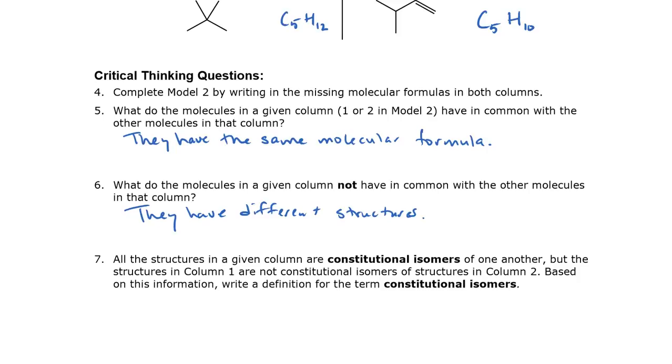Number 7. All the structures in a given column are, and here's a term in boldface, so obviously that's important, constitutional isomers of one another, but the structures in column 1 are not constitutional isomers of the structures in column 2. Based on this information, write a definition for the term constitutional isomers. Remember our pep talks. Pause the video and write your sentence. Pause now.